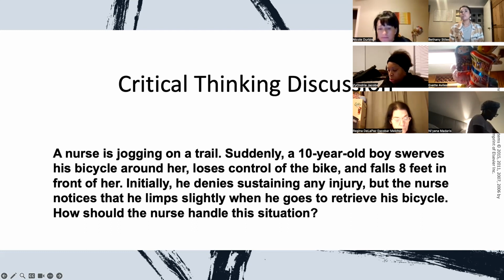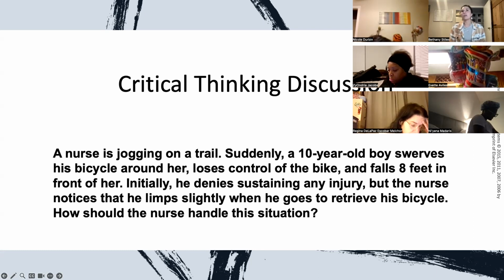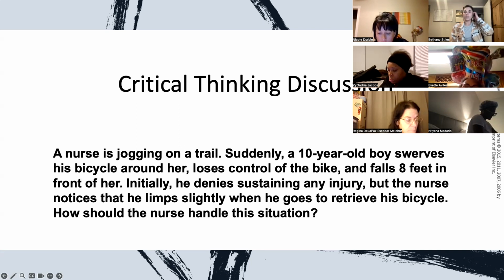Assess him. Yeah, absolutely. We need to do an assessment. What are important things to know about him? His age, medical history. Yeah, if they're nearby. We need to know a good history on this patient. It might be a limp that happened beforehand and not related to the accident at all. So those are important things to know.